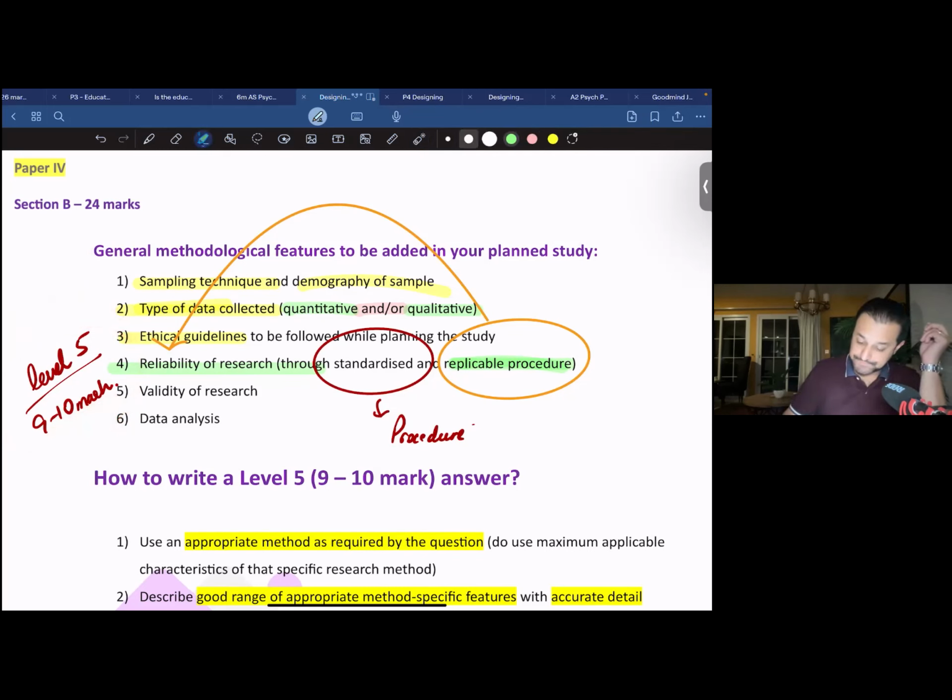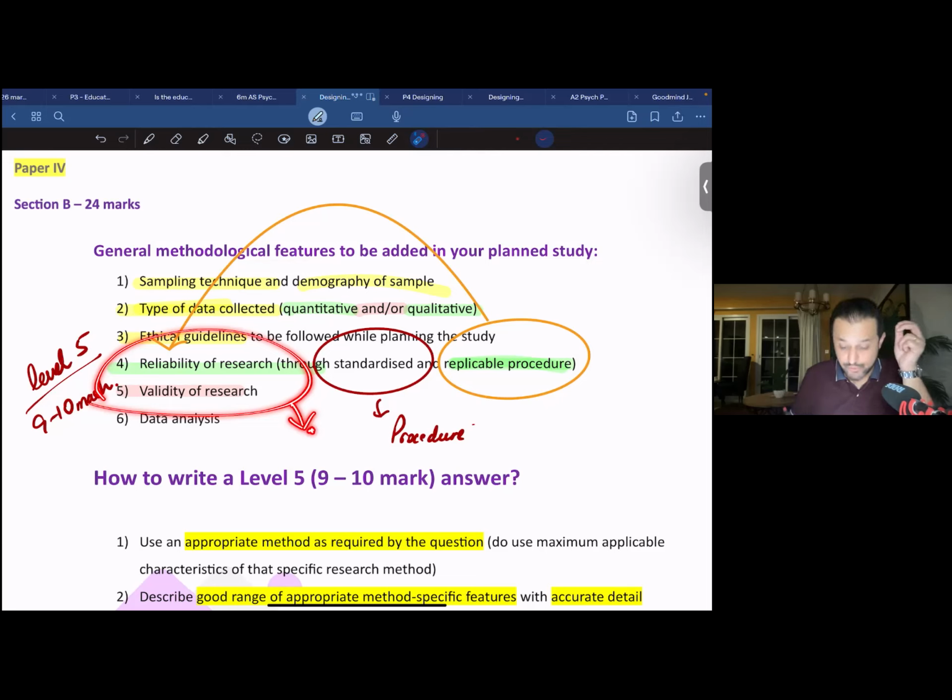Taking it ahead, validity of research. Yes, there are different types of validity: concurrent validity, ecological validity. I'm sure everyone is aware of these, but there's a lot more than that as well, from face validity to concurrent validity to internal validity, so on and so forth. Try to design a study or try to put up a plan that is high in terms of internal validity.